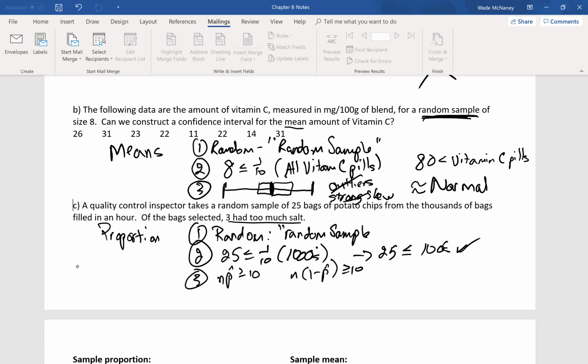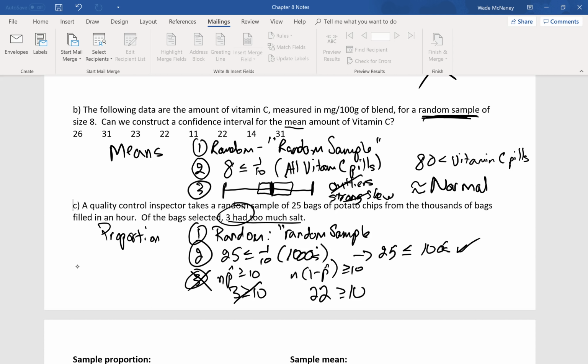So we could take 25 times 3 out of 25. But they already told you 3 of them were the successes. 3 had too much salt. Which means if there was 25, 22 were good. 3 successes, 22 failures in terms of too much salt. Is 3 greater than or equal to 10? No, so it fails condition 3. So this particular problem could not move on.